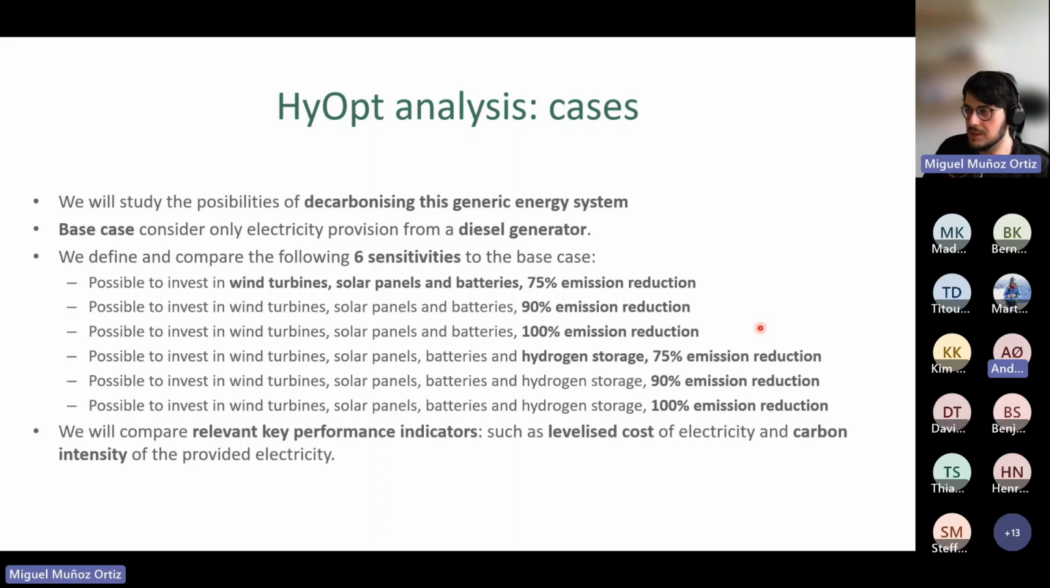And then when we have all these cases, we will compare them with each other, and we can use some parameters for that. I think we will focus on the levelized cost of electricity. That means how much it costs for every kilowatt hour provided with our system, which is composed of all these elements. And then also the carbon intensity of the electricity. So how much CO2 emission, in kilograms CO2 equivalent, you have per kilowatt hour provided to your load.